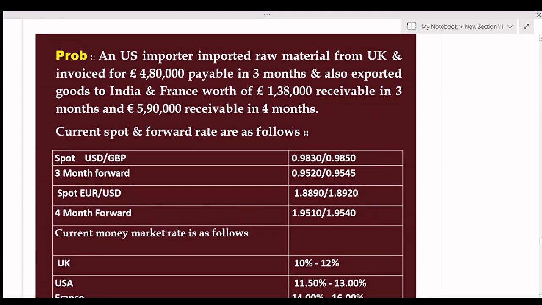A US importer imported raw material from UK and invoiced £480,000 payable in 3 months and also exported goods to India and France worth £138,000.